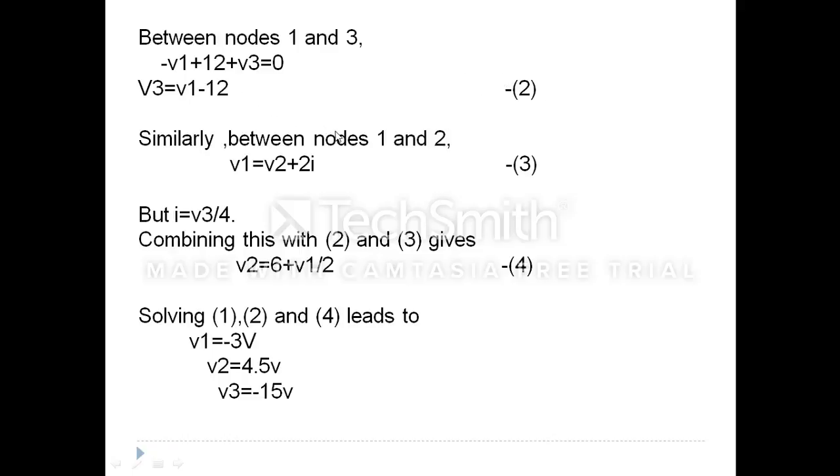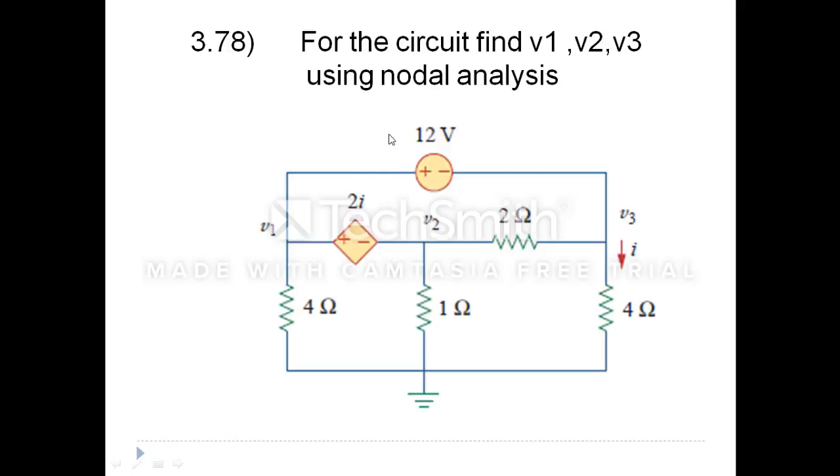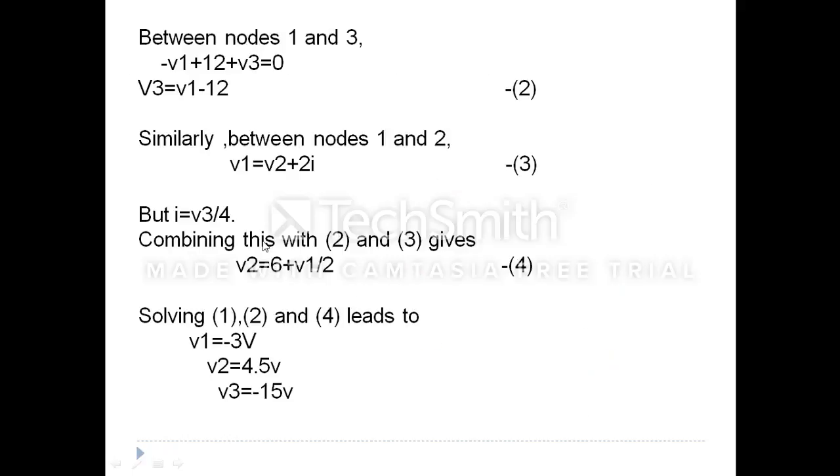Similarly, between node 1 and 2, here is node 1 and here is node 2. You just write the equation from here to here. So minus V1 is equal to V2 plus 2I. Let it be equation 3.